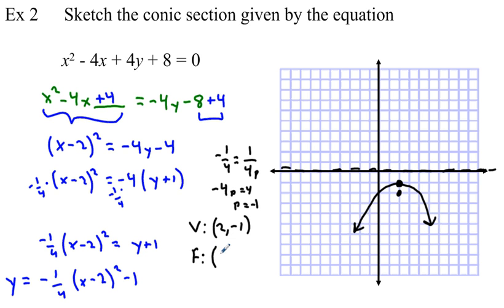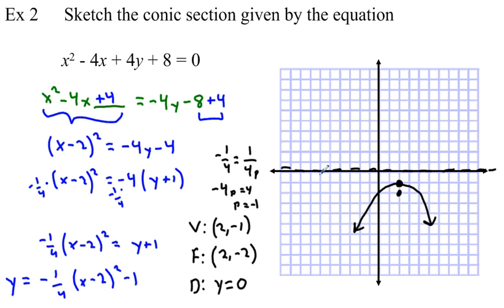So that focus, I'll write that down. It's 2, -2. And the directrix, it's the equation of a line, so it's not a point, so the line is y equals 0. It's a horizontal line that goes through the y-axis at 0.